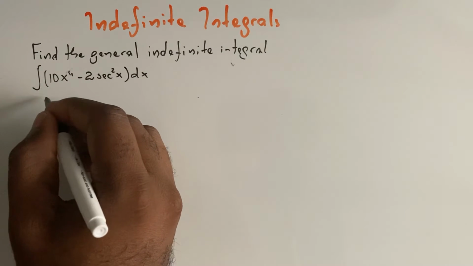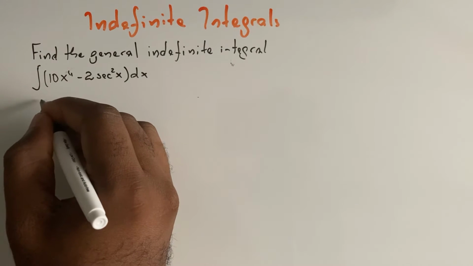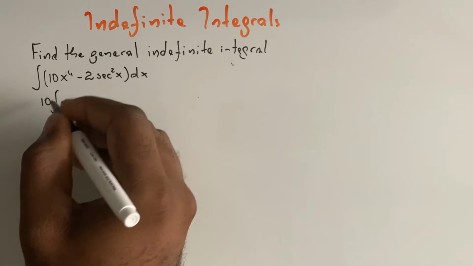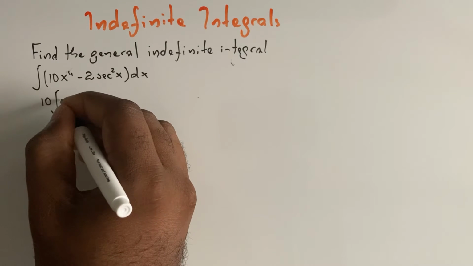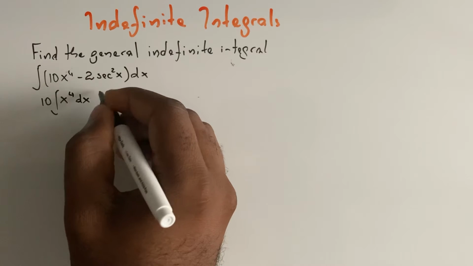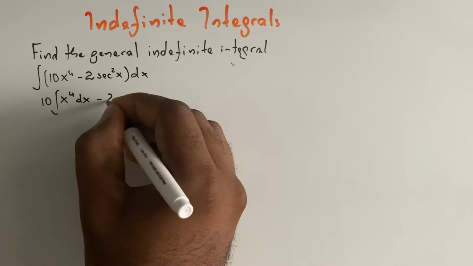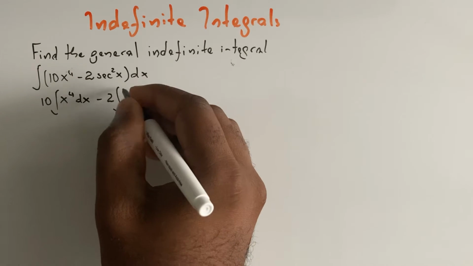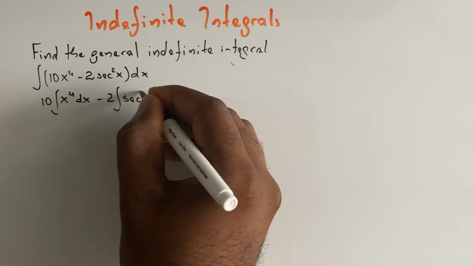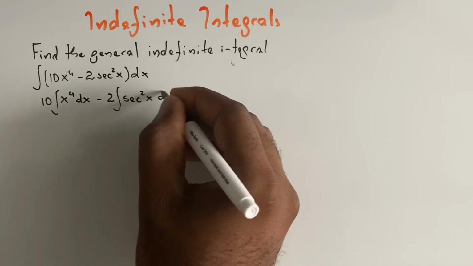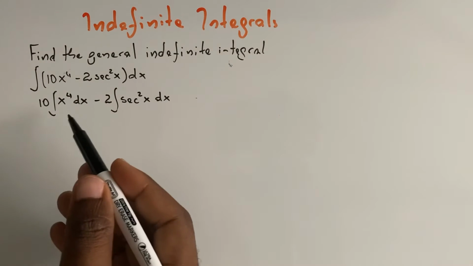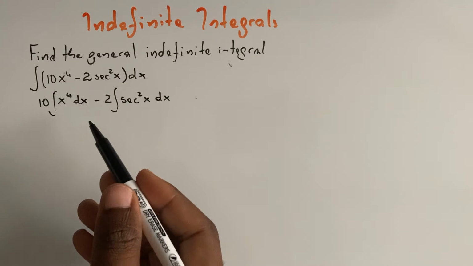So what we do here, we break this down. We'll have 10. You can put 10 outside here, and you get the integral of x to the 4 dx minus 2 times the integral of secant squared x dx. Okay, so two parts here. Now this becomes very easy for you to do.